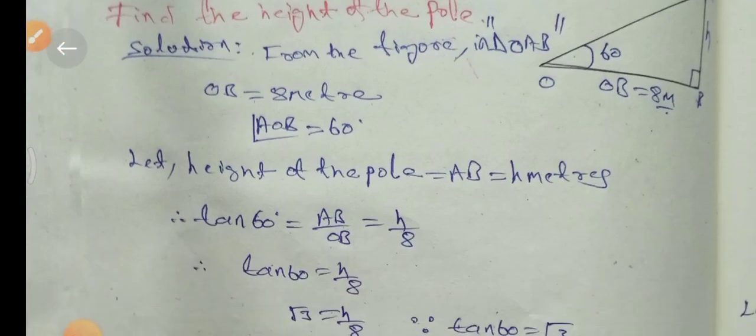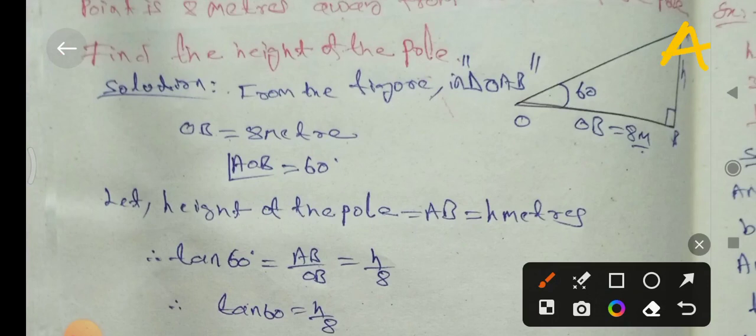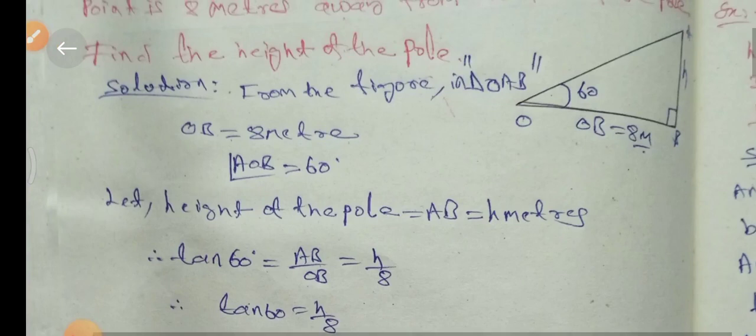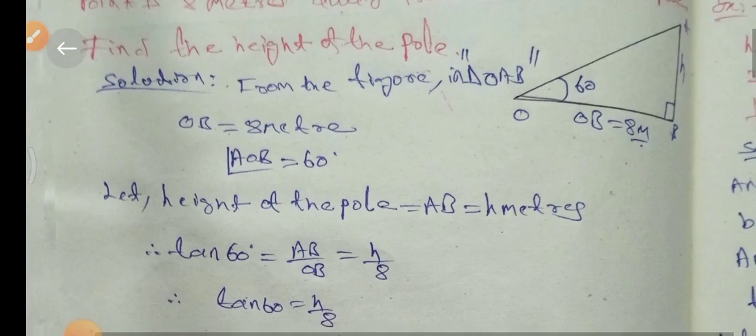From the figure in triangle OAB, OB is equal to 8 meters, angle AOB is equal to 60 degrees. Let the height of the pole AB be h meters.